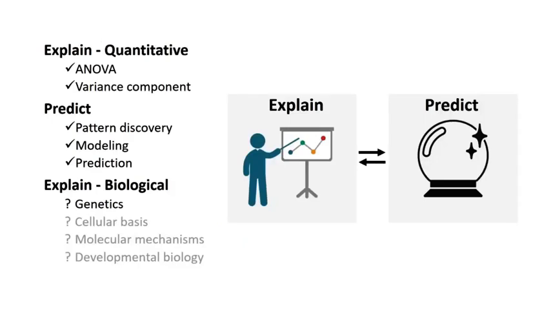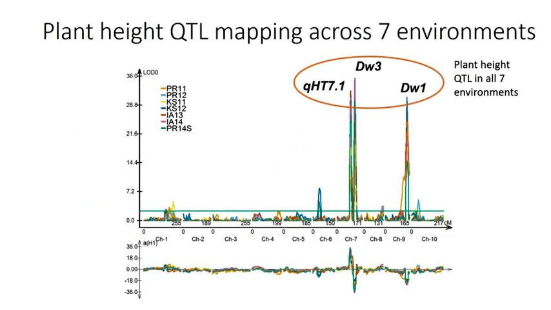So up to now, I have explained in a quantitative way using ANOVA and a variance component analysis. And we did the prediction by pattern discovery, modeling, and prediction. And what about the explanation on the biological side? I will show some data on the genetics work that we have done to understand better this G by E. We did the QTL mapping on plant height across all 7 environments, and the 3 QTLs are consistently showing up across all 7 environments.